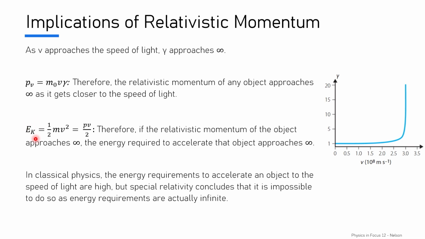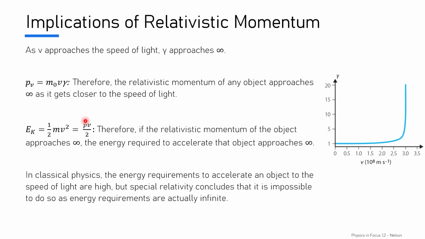Let's talk about this phenomenon in terms of energy. We know that kinetic energy is equal to half mv squared. So that's the momentum mv multiplied by the extra v, that's where the squared is, divided by 2 comes by multiplying by half. So we can rewrite as p_v on 2. As a result, if we have a relativistic momentum approaching infinity, that would mean that the energy required to accelerate that object to that speed also approaches infinity.